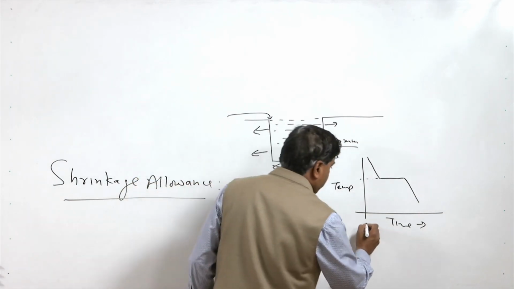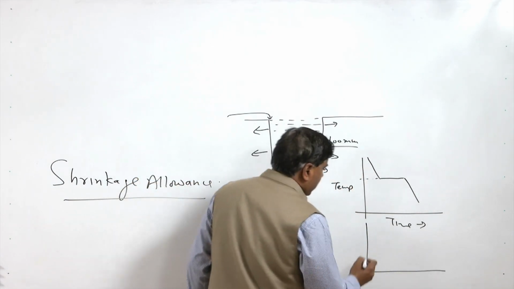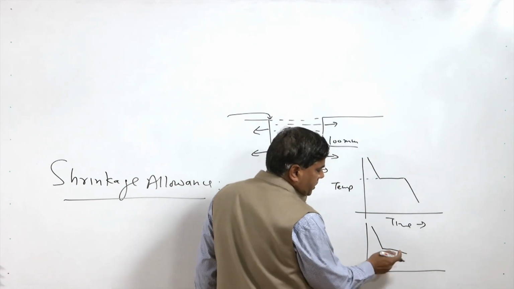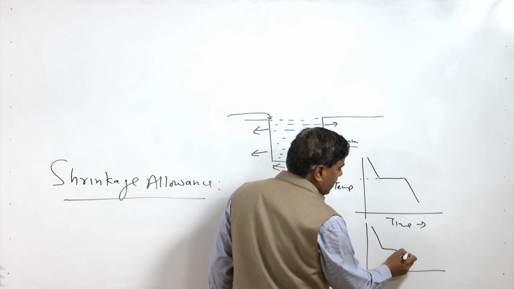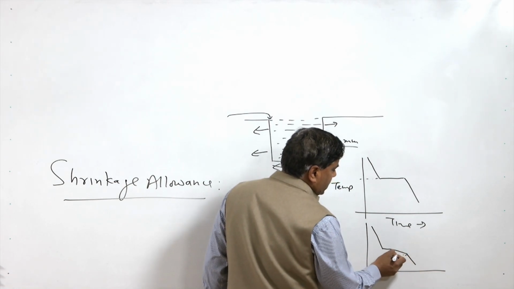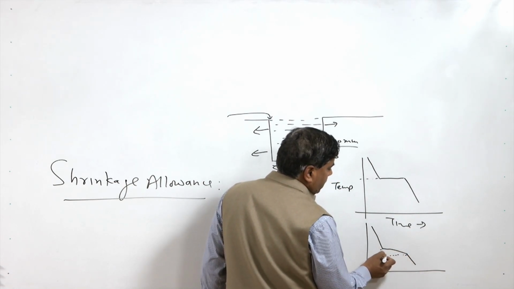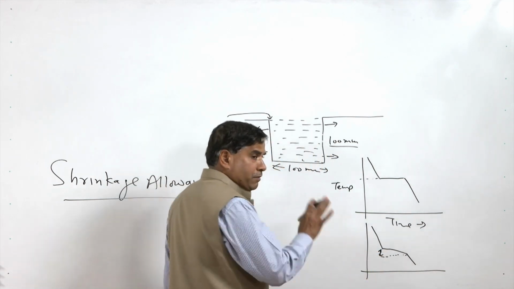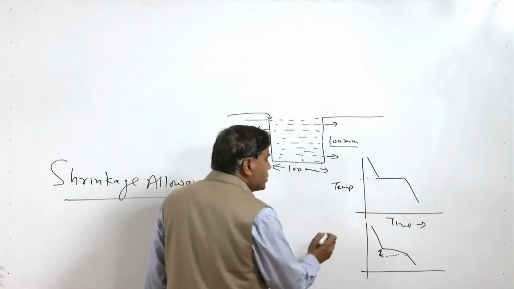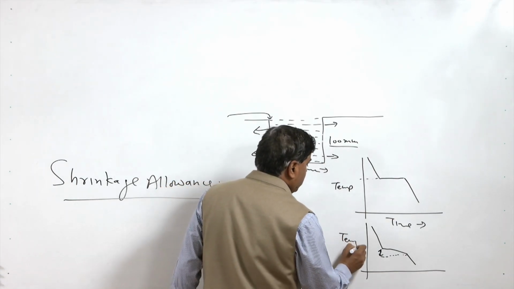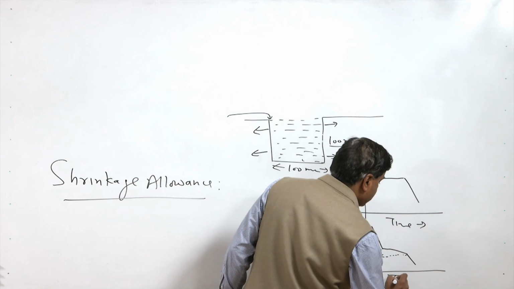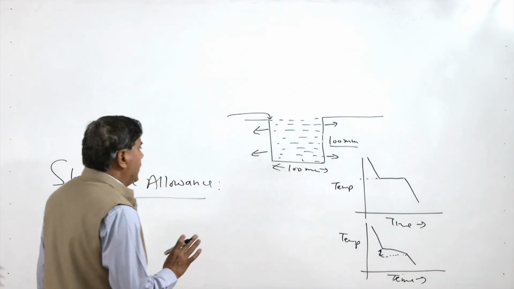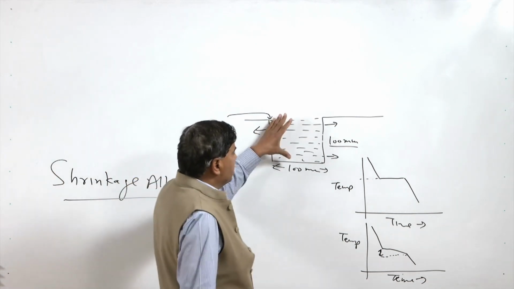On the other hand, if it is an alloy, then the solidification will occur over a range of temperature. There will be a continuous drop in temperature. This range is called the solidification temperature range. So, there is a continuous drop in temperature of the molten metal during the solidification. Again, on the y axis we have temperature, and on the x axis we have time.